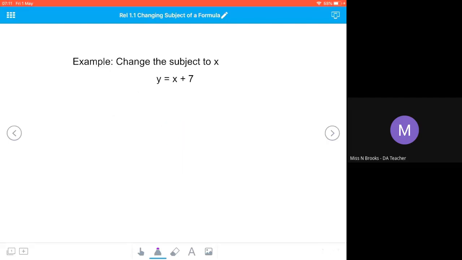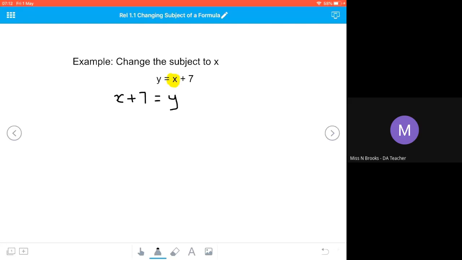The first example we want to look at is change the subject to x. And we've got y equals x plus 7. So I want to highlight the variable that I'm trying to change the subject of this formula to. And what I'm going to do for the first step is I'm going to rewrite this formula with that x on the left hand side because that's where I want to have it in my final answer. So I'm going to write down x plus 7 equals y.